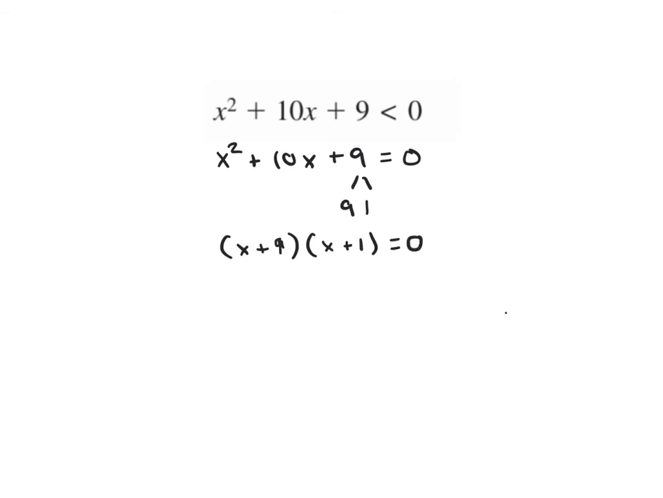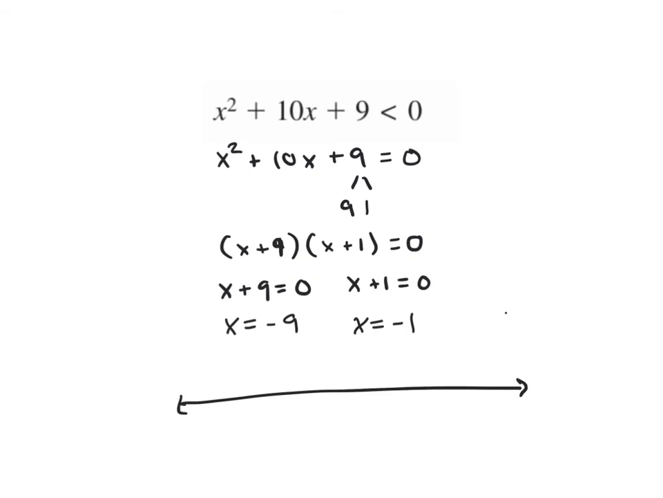What do we do from here? Equal them both to 0. So x plus 9 is equal to 0. x plus 1 is equal to 0. What are we going to get for x? Negative 9, and x is equal to negative 1. So we're going to put those on our number line. I'm going to put negative 1 here, then we have 0, negative 2, negative 3, negative 4, negative 5, negative 6, negative 7, negative 8, negative 9, negative 10.